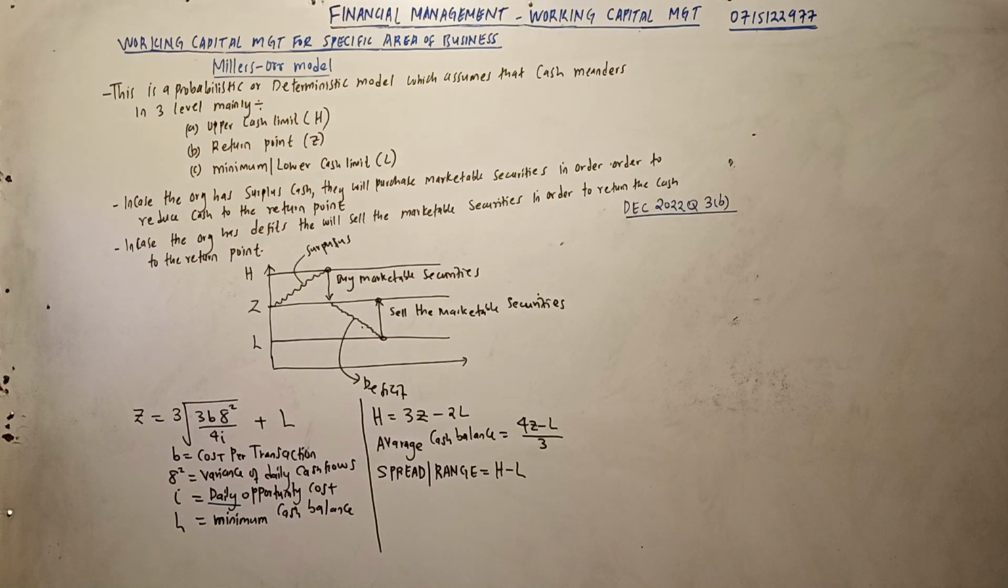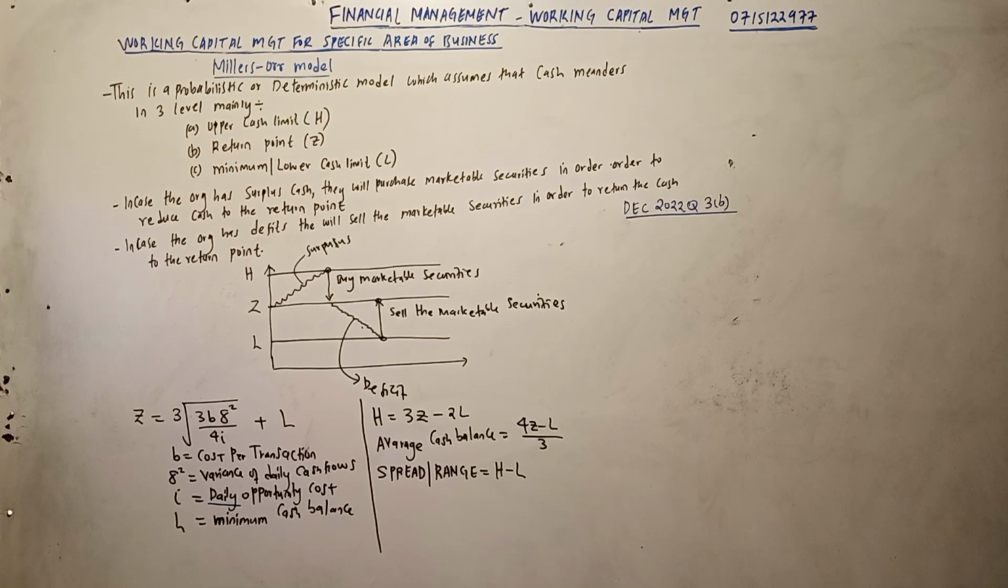So number one, using the Miller-Orr model, determine the target cash level. The target cash level is Z. Upper cash limit is H. Then the average cash balance, and then the spread. So we can do all the things at the same time. So let us start.